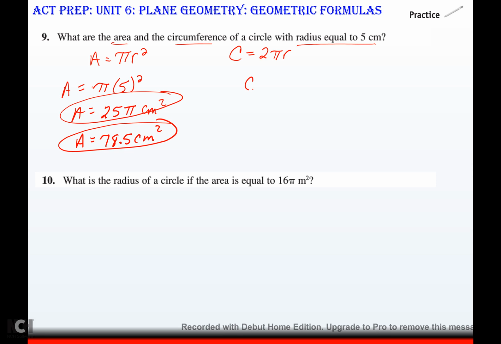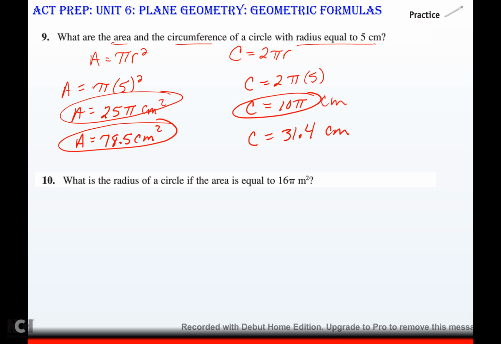My circumference is going to equal 2 times pi times my radius. So my circumference in pi form would be 10 pi. If you multiply that out by 3.14, you get 31.4. And again, we're in centimeters.